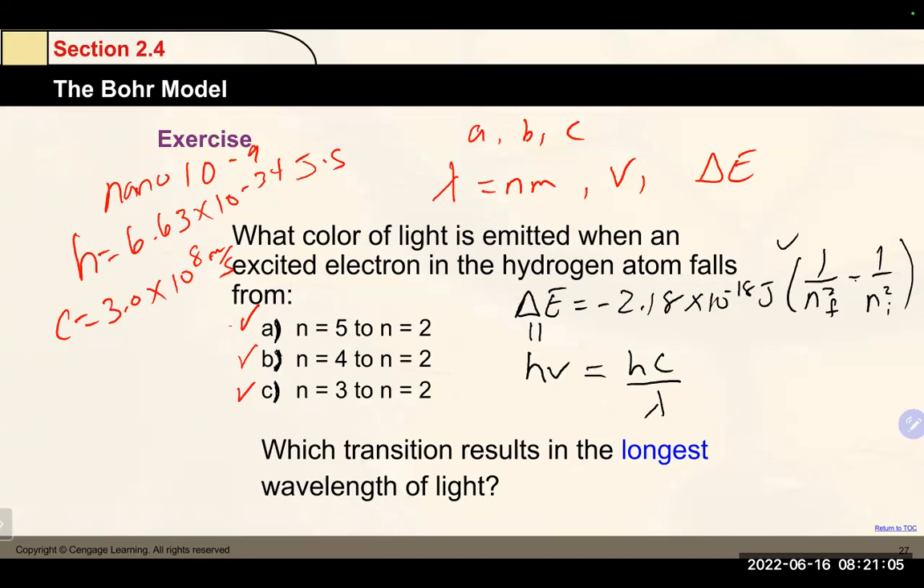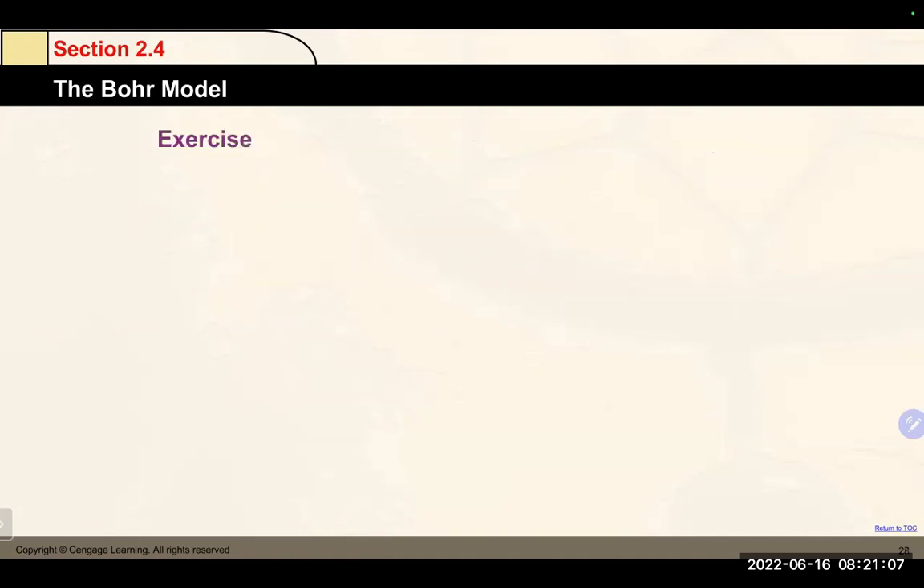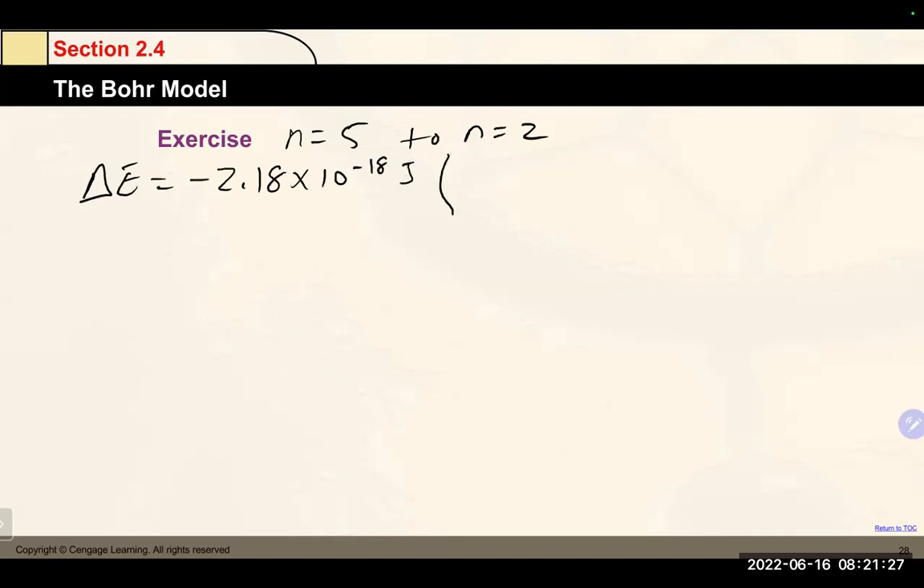We'll start with the first one, which is 5 to 2, it looks like. So n equals 5 to n equals 2 here. Clearly we are dropping in energy, right? Coming down. So we will do our change in energy equals minus 2.18 times 10 to the minus 18 joules. Our final state is the 2, so 1 over 2 squared is 1 over 4, minus our initial state, which would be 1 over 5 squared, which would give us 1 over 25 in that case.